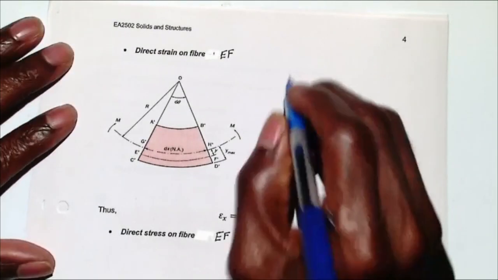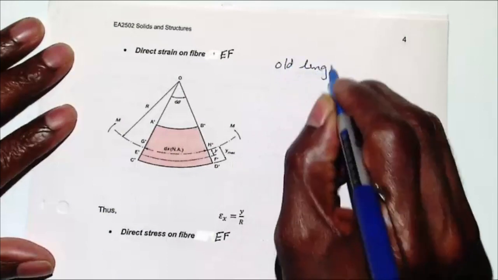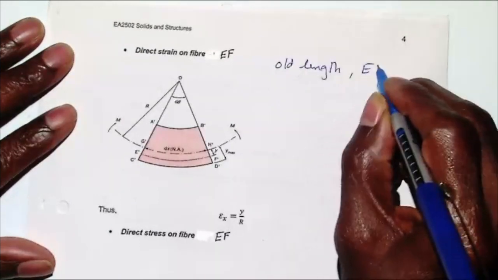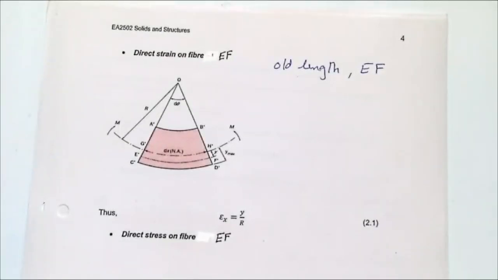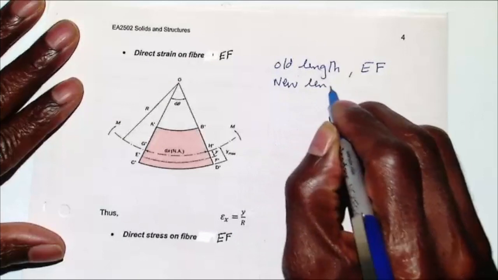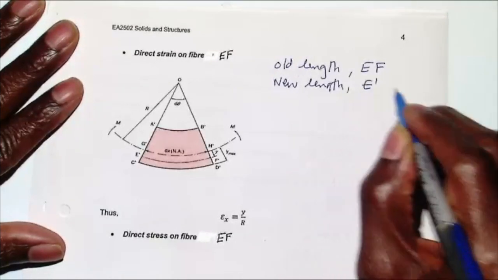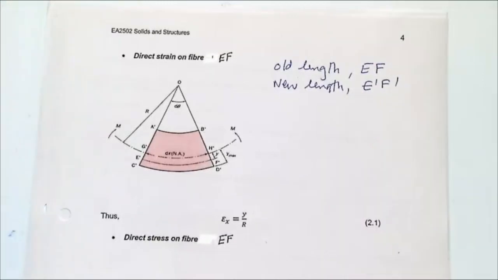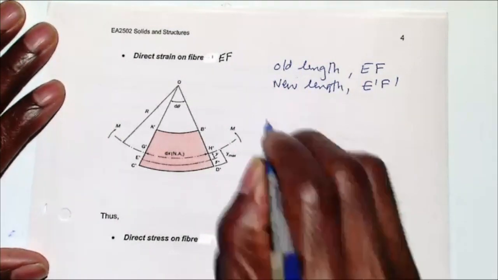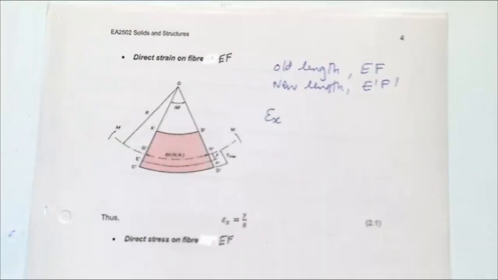So the old length is EF, and that is along our neutral axis. At a distance y from the neutral axis, the new length is E prime F prime. We know the new length has now increased a little bit. So we want to find what is the strain. The strain along x, remember our x is along the length of the beam. That small element has increased in length along the length of the beam.